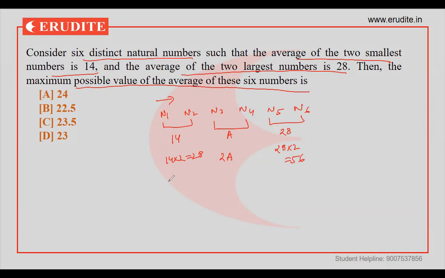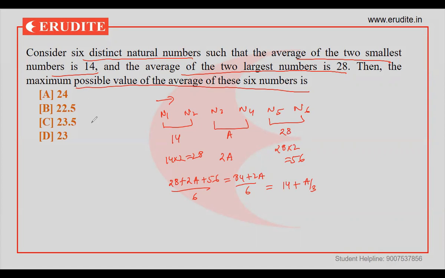Now guys, the average of these 6 numbers will be 28 plus 2a plus 56 divided by 6. 56 plus 28 is 84. So it is 14 plus a by 3. This is the average. Now I have to make it maximum when a is maximum, and the maximum value of a can be 28. It should be less than 28. It cannot be equal to 28.